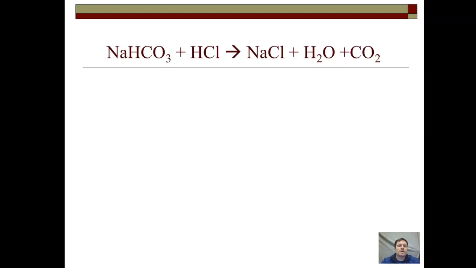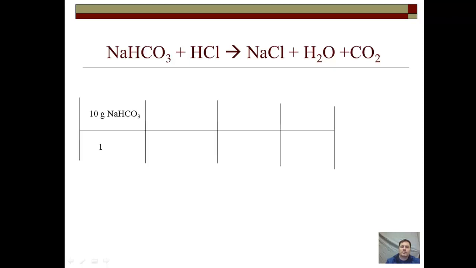Alright, so here is our correct balanced equation. Sodium hydrogen carbonate plus hydrochloric acid gives us sodium chloride, water, and carbon dioxide. So now we start with what we're given. We're given 10 grams of sodium hydrogen carbonate. First thing we do is convert that to moles. Now we go from moles of known to moles of unknown. So we know that 1 mole of NaCl is equal to 1 mole of the sodium hydrogen carbonate.